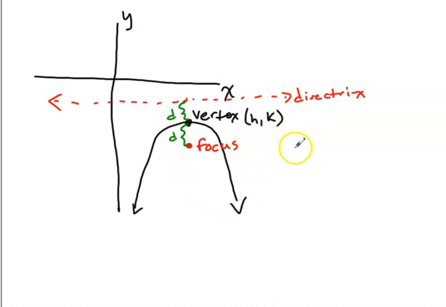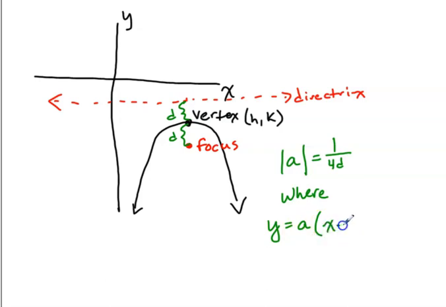And over here we can say that A, well, remember, A could be positive or negative. The distance is always positive. So A is going to be 1 over 4 times that distance. And let's remind ourselves where A is. A is the coefficient here that describes the vertical stretch, vertical shrink.